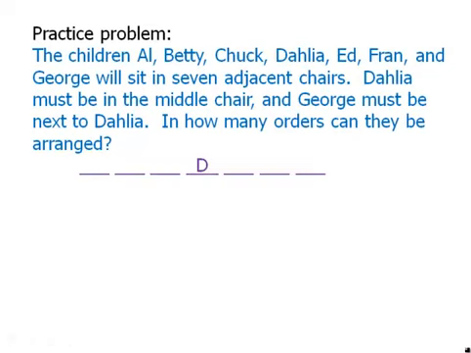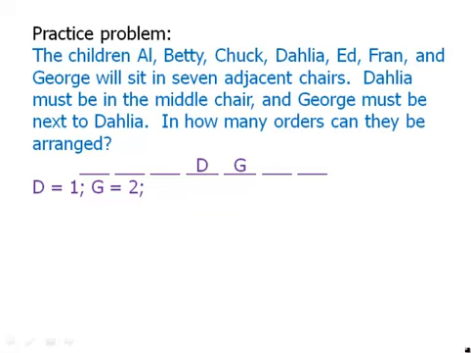So first of all, Dahlia we're going to put in the middle. There's only one choice for her. Now George has to be next to Dahlia, but George could be on either side. So there's 2 choices for George. Well, once these 2 children are seated, then we can look at the unrestricted choices. The other 5 children are unrestricted, so we'll just do Al next.